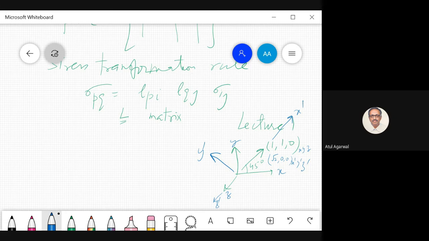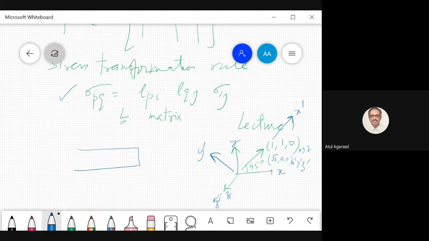Same thing here with the stress transformation rule. You can find stresses about a different coordinate system or for a different plane using this. So I'll explain this to you. Okay, let me do it.